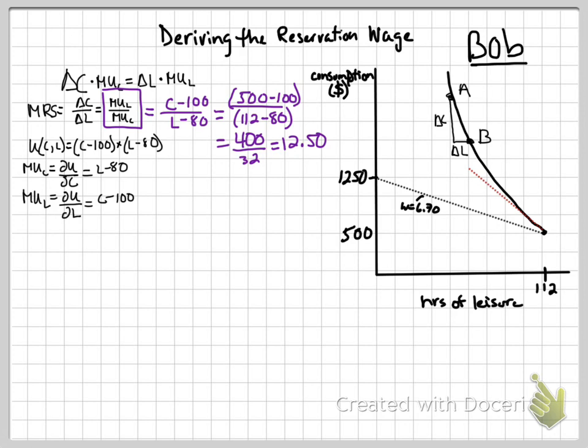So now we know that this tangency here has the slope of $12.50, and that would be Bob's reservation wage.